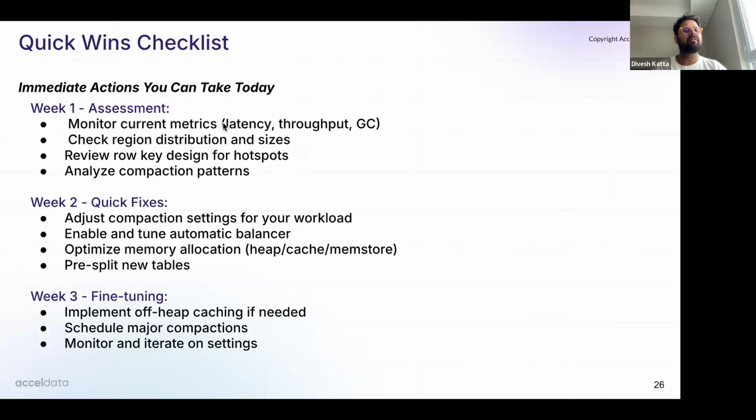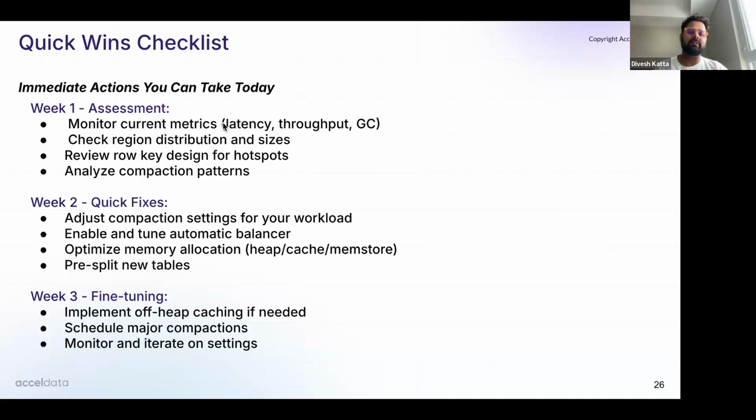Week 2, focus on low risk, high impact changes. Compaction settings can usually be adjusted without downtime. The automatic balancer can be enabled and tuned safely. Memory allocation changes require a restart but are generally safe. Pre-splitting only affects new tables, so it's risk-free for existing data.